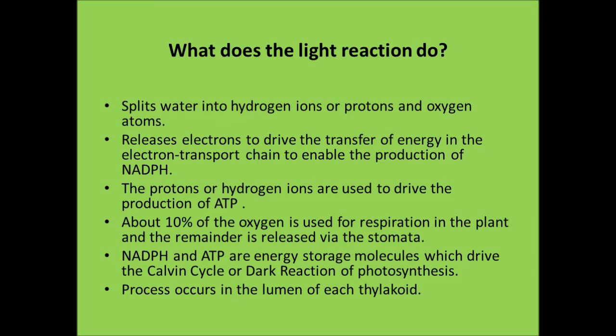So if you look at this, it splits water into hydrogen ions or protons and oxygen atoms. It releases electrons to drive the transfer of energy in the electron transport chain to enable the production of NADPH. The protons or hydrogen ions are used to drive the production of ATP. About 10% of the oxygen is used for respiration in the plants, and the remainder is released via the stomata. NADPH and ATP are energy storage molecules which drive the Calvin cycle or dark reaction of photosynthesis, and the process occurs in the lumen of each thylakoid.